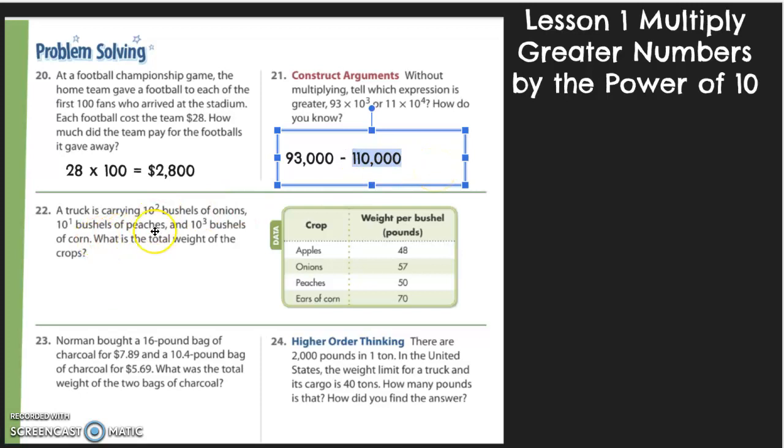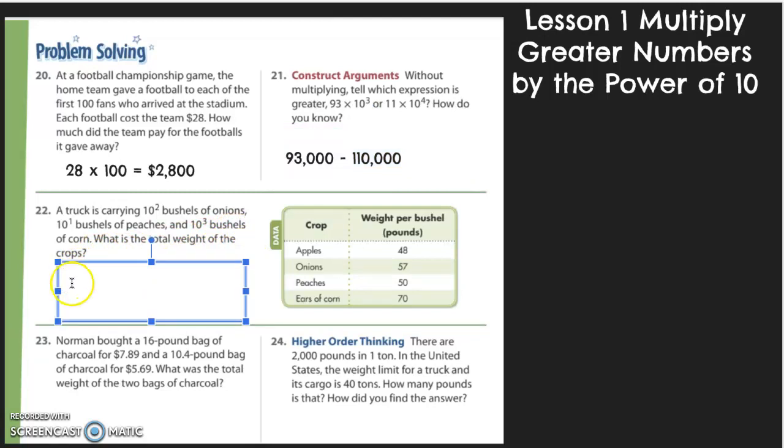A truck was carrying 10 to the 2nd bushels of onions, 10 to the 1st bushels of peaches, and 10 to the 3rd bushels of corn. What is the total weight of the crops? Oh, this could be a tough one, huh? So let's look at onions first. Onions were 57 pounds per bushel. So we're going to go 57 times 10 to the 2nd.